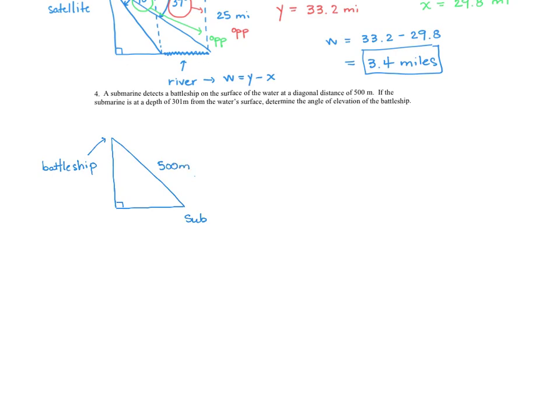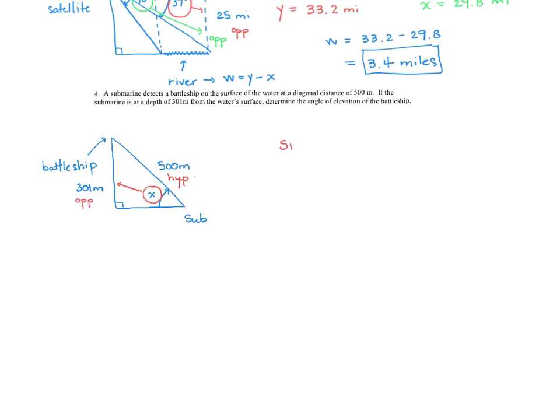If the submarine is at a depth of 301 meters from the water's surface, determine the angle of elevation of the battleship. So just like we've been doing, we'll start with our angle measure. So here's the angle that we'll be working with. Just this time, that's what we'll be looking for. What do we have relative to that? We have the opposite, and we have the hypotenuse. The trig function that deals with opposite and the hypotenuse is sine.